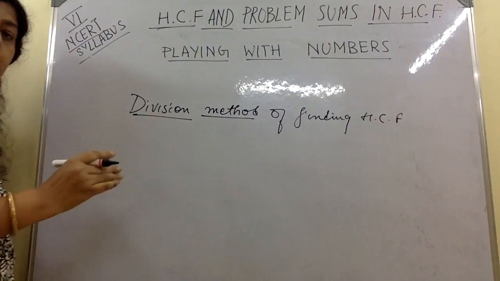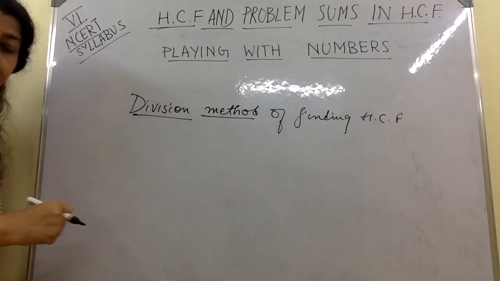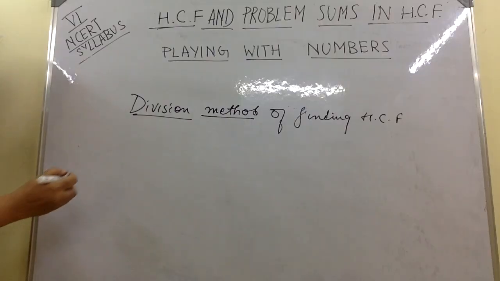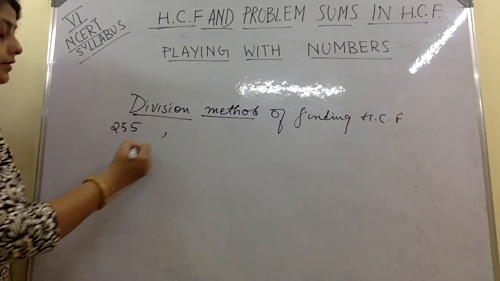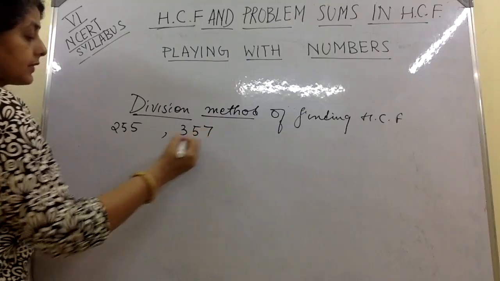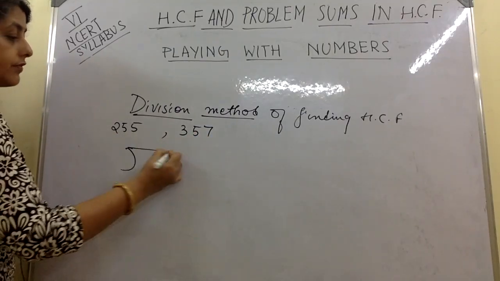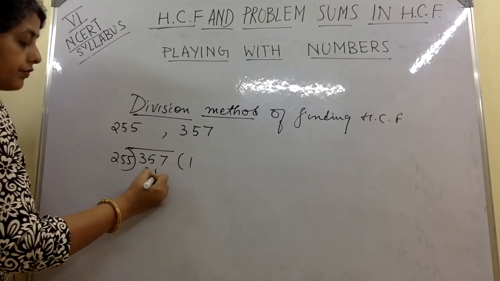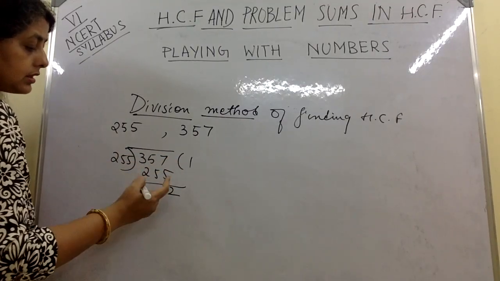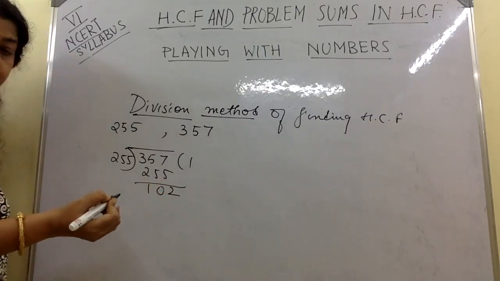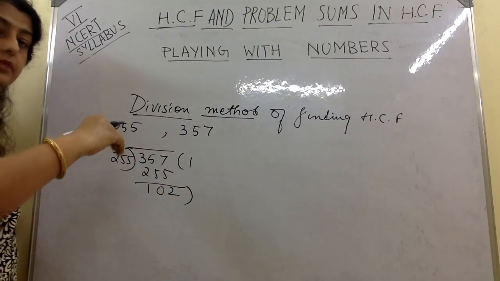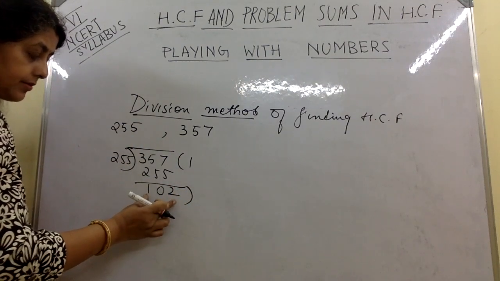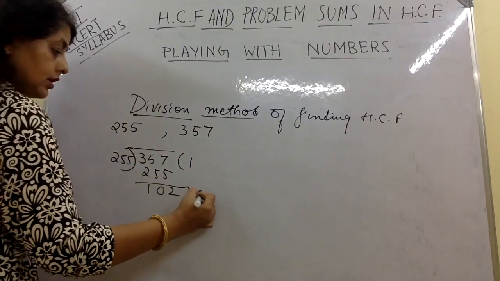Okay, so division method works better for bigger numbers. So the numbers are 255 and 357. Now whichever is smaller will divide the bigger one, with that, 255. Now see, 1, 255, and this is 2. This is 102, right? Now starts the important thing. Whichever was the divisor, that I will write here, means the remainder will divide the previous divisor, 255.